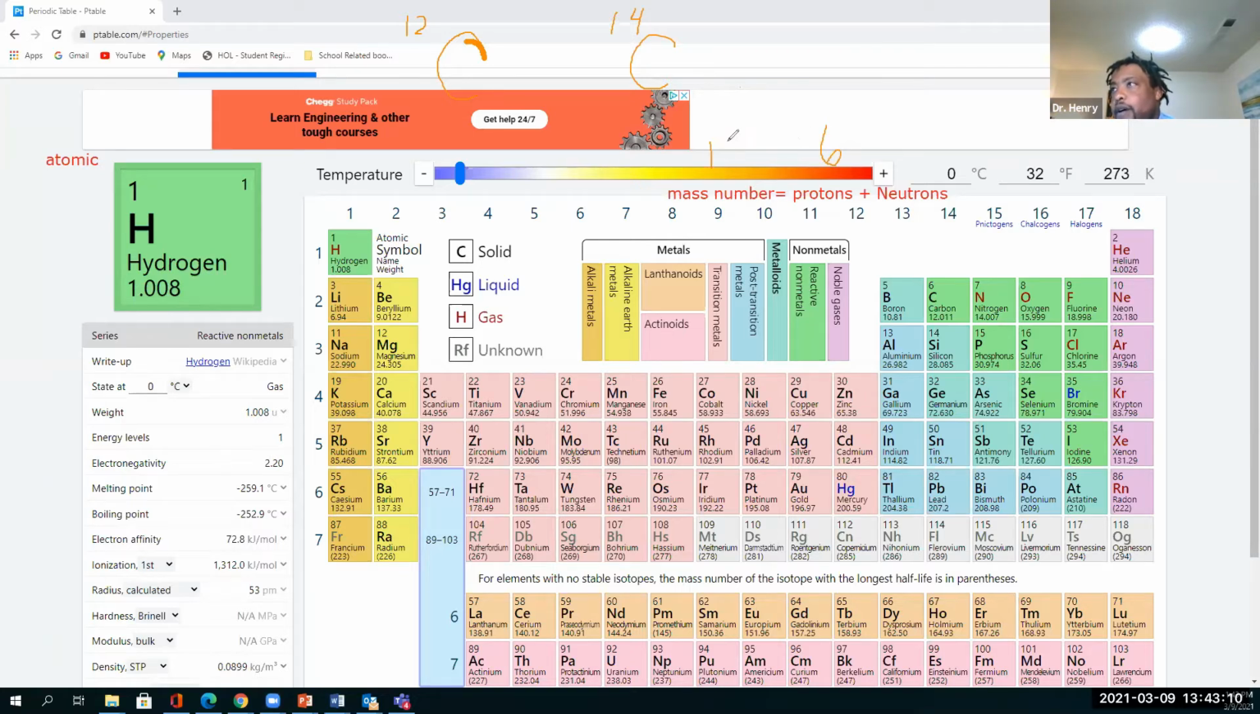If the mass number was 12, then how many neutrons would we have? 6. Okay, so then we'd have 6 neutrons. If the mass number was 14, that would be 8. That's right. Okay, simple so far.